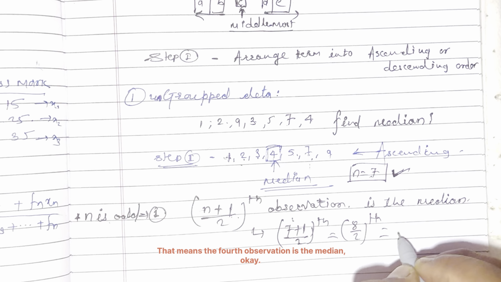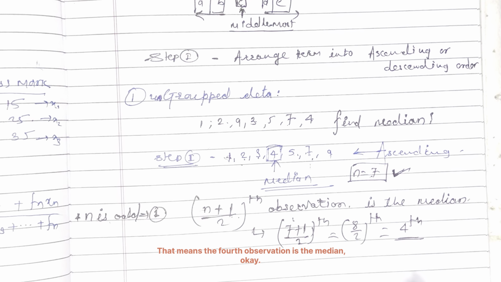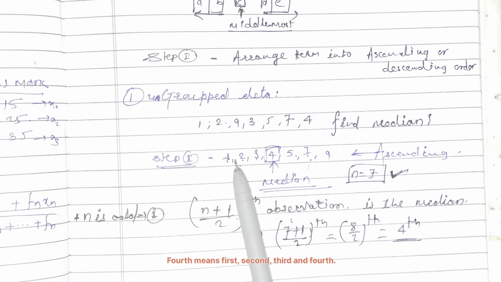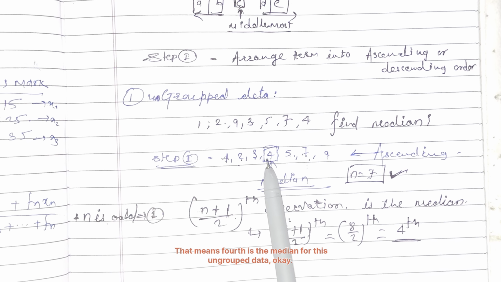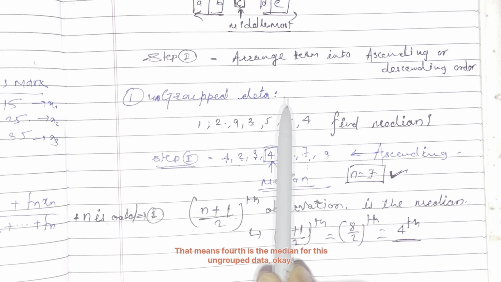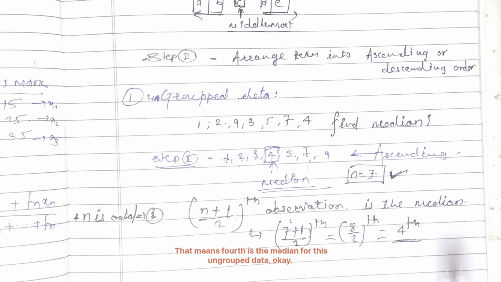That means the fourth observation is the median. Fourth means first, second, third and fourth observation is the median. That means 4 is the median for this ungrouped data. I hope you all have understood the median when n is odd. But what happens if n is even? It is quite confusing but not difficult, guys. Let me explain if n is even.